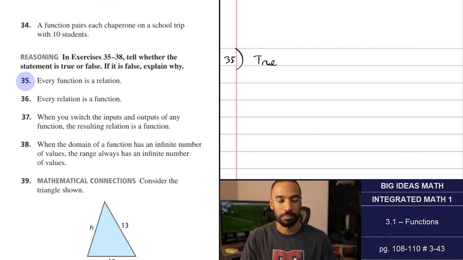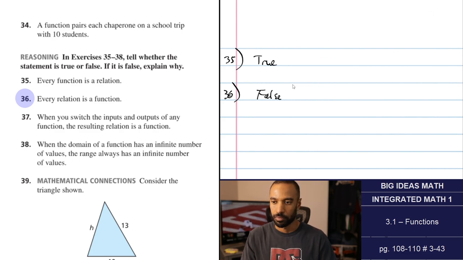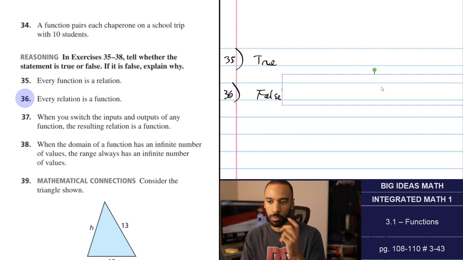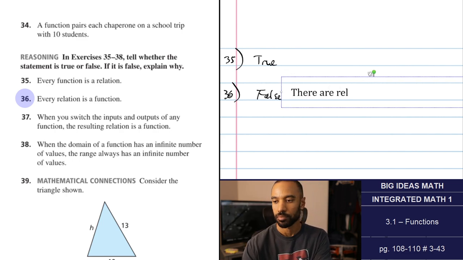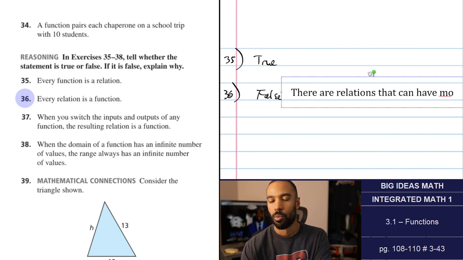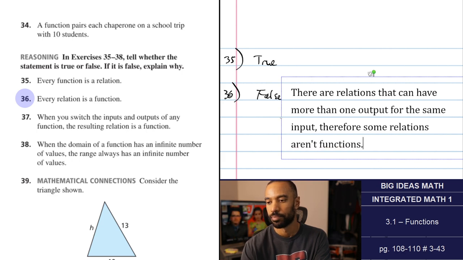Number 36, every relation is a function. That is false. Now, in this case, I've already said so much about it, I almost feel like I don't know how to describe it now. There are relations that can have more than one output for the same input. Therefore, some relations aren't functions.